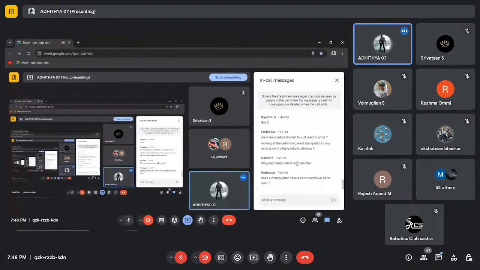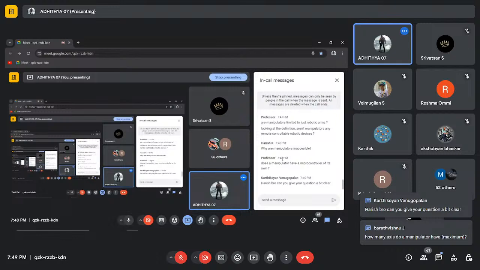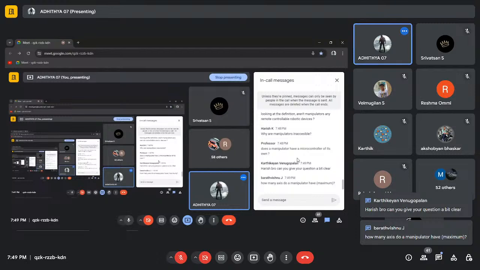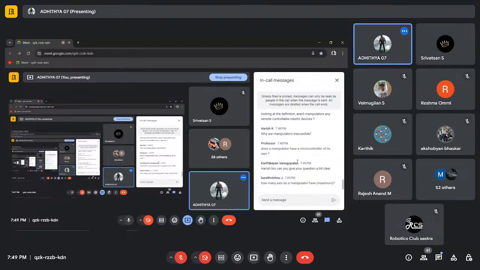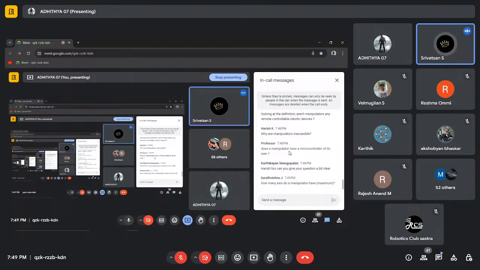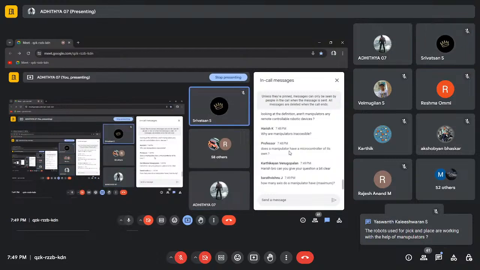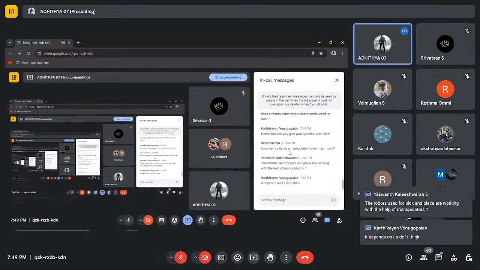How many axes? It just has 60 degrees of freedom. You can understand that. Yeah, I will explain the entire part. Adi, you can go through.